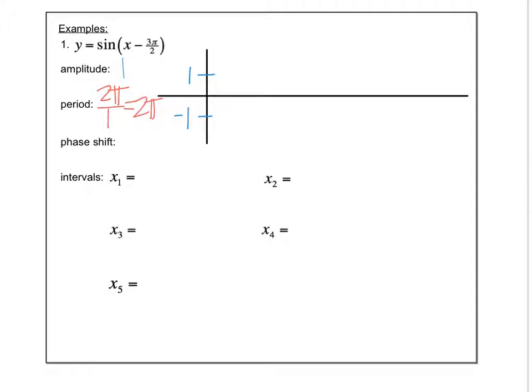New part today, phase shift. The phase shift is going to be the opposite of C. What's the opposite of C right now? Positive 3 pi over 2 divided by B. In this case, B is just 1, so it's just going to be 3 pi over 2.